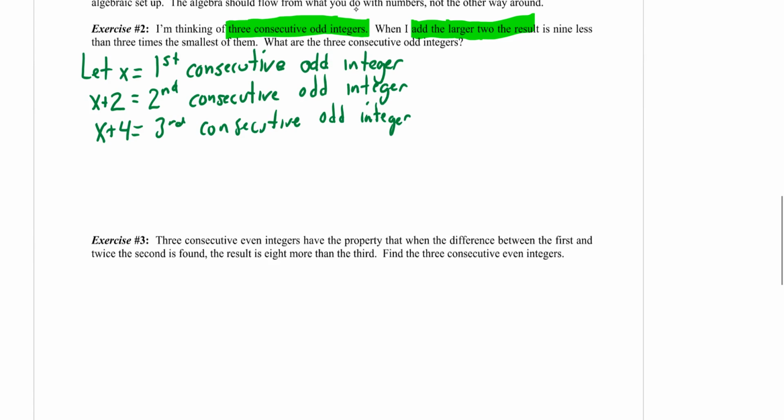So that the larger, when I add the larger 2. Page 18. So what are my larger 2? What are the 2 biggest ones? x plus 2 and x plus 4. These 2, right? So x plus 2 plus x plus 4. Yep. Didn't it say add the larger 2?